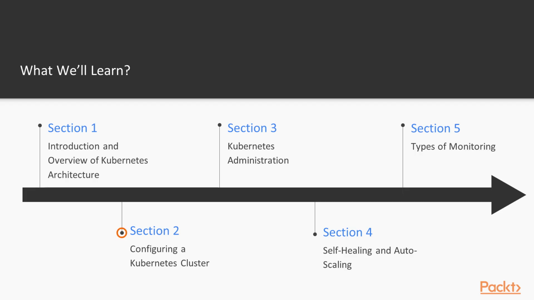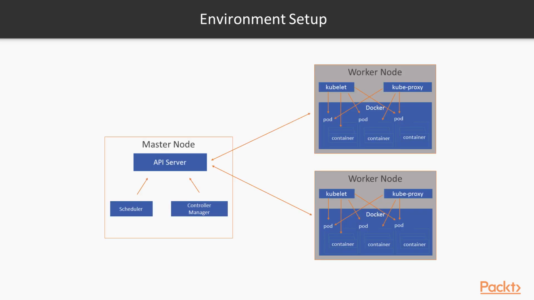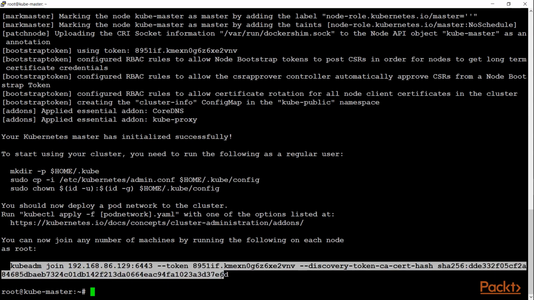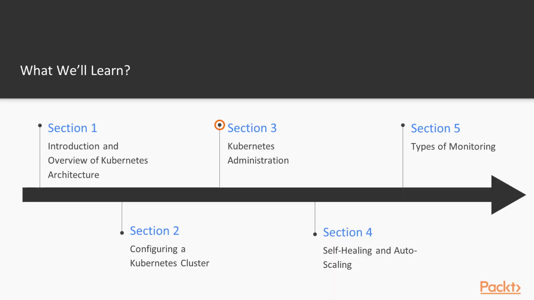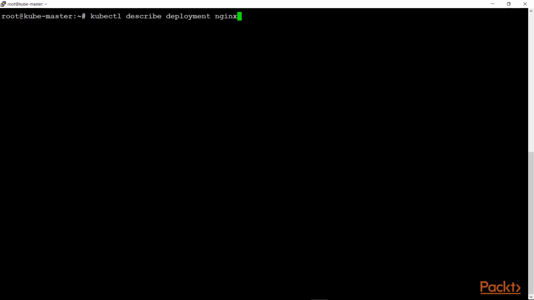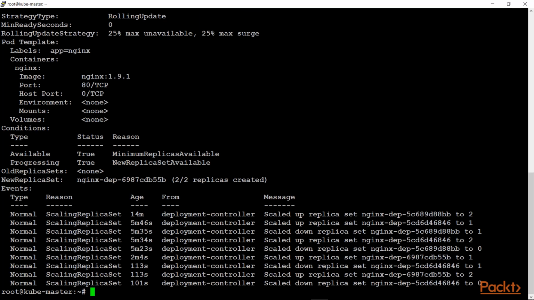Section 2 deals with the configuration of Kubernetes cluster. In this section we will learn about planning and environment setup for Kubernetes cluster. After the installation we will verify the services of Kubernetes cluster. Section 3 deals with the Kubernetes administration. In this section, we will learn and practically demonstrate deployment, rolling updates, and rollbacks of an application.